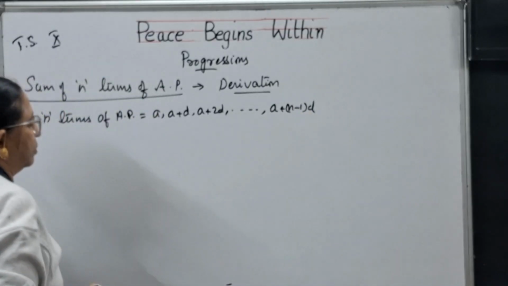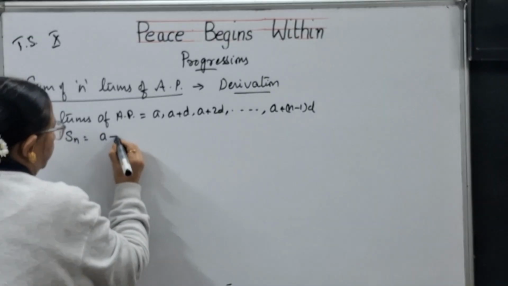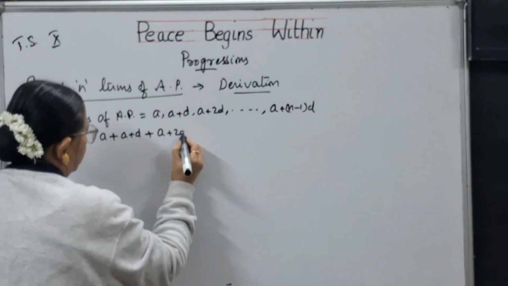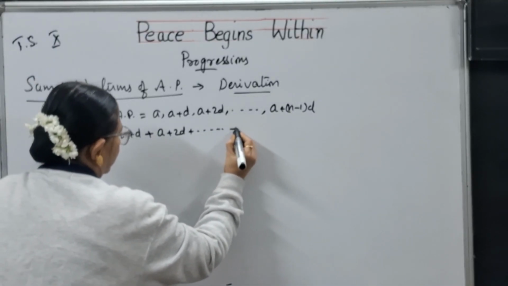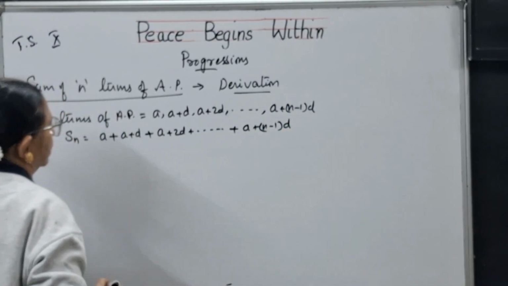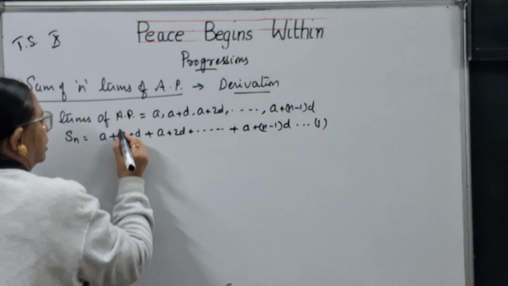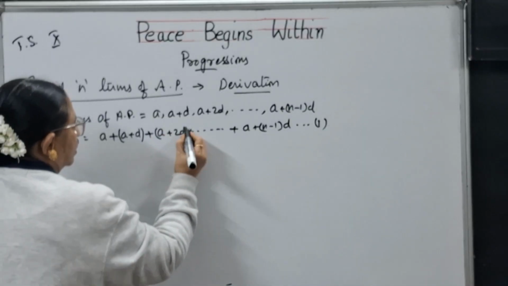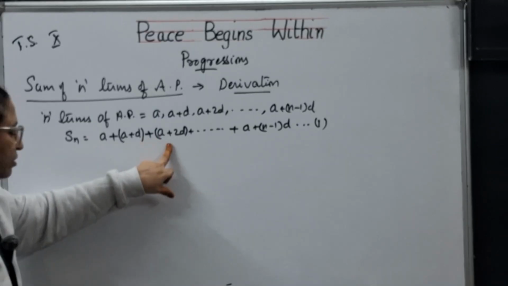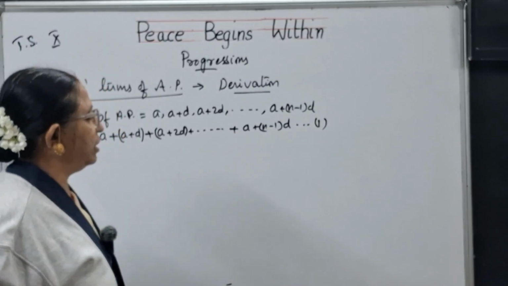These are n terms. Now, sum of n terms, Sn, is equal to a, first term, plus a plus d, second term, plus a plus 2d, third term, plus it goes on like that, plus a plus n minus 1 into d. Let us consider this as the first equation. Here, let me put it in brackets so that we can differentiate: a first term, a plus d second term, a plus 2d third term. It goes on like that, and the last term is a plus n minus 1 into d.